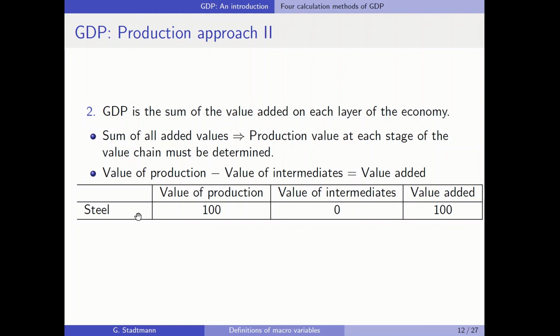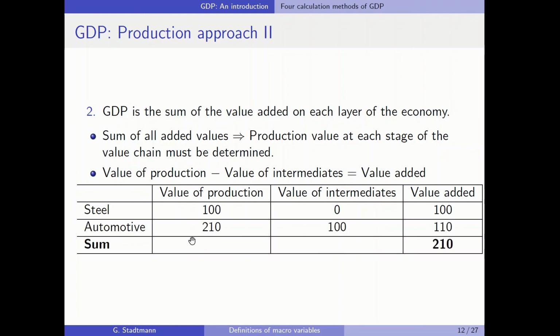In the steel company, this is very easy because the value of production, like the sales, are equal to 100. The value of intermediates is by assumption equal to 0, so the value added is equal to 100. Automotive, the value of production, the sales, are equal to 210. The intermediates, the steel, have a value of 100, so the value added is only 110. When you now sum up the value added on each stage of the production chain, you also get a GDP of 210.